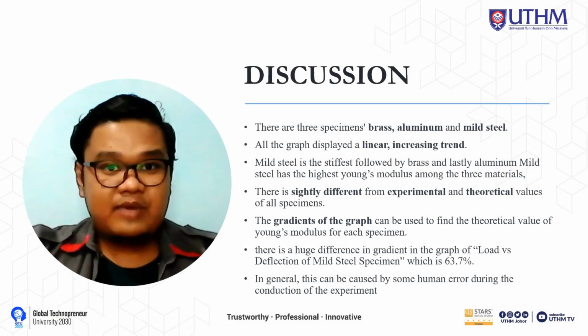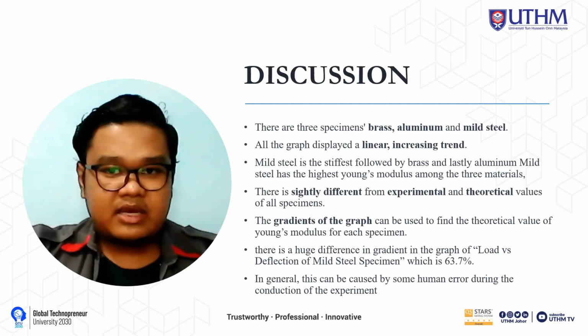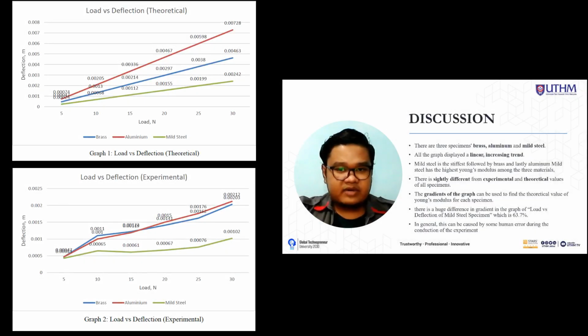In this video, I will explain the discussion of this lab report. The specimens, in this case brass, aluminium and mild steel, have their results from the experiment plotted in the form of a graph. In essence, all the graphs display a linear increasing trend. This indicates that the deflection of the specimen does, in fact, increase with additional load when tested experimentally. Hence, it can be said the deflection is directly proportional to the load.